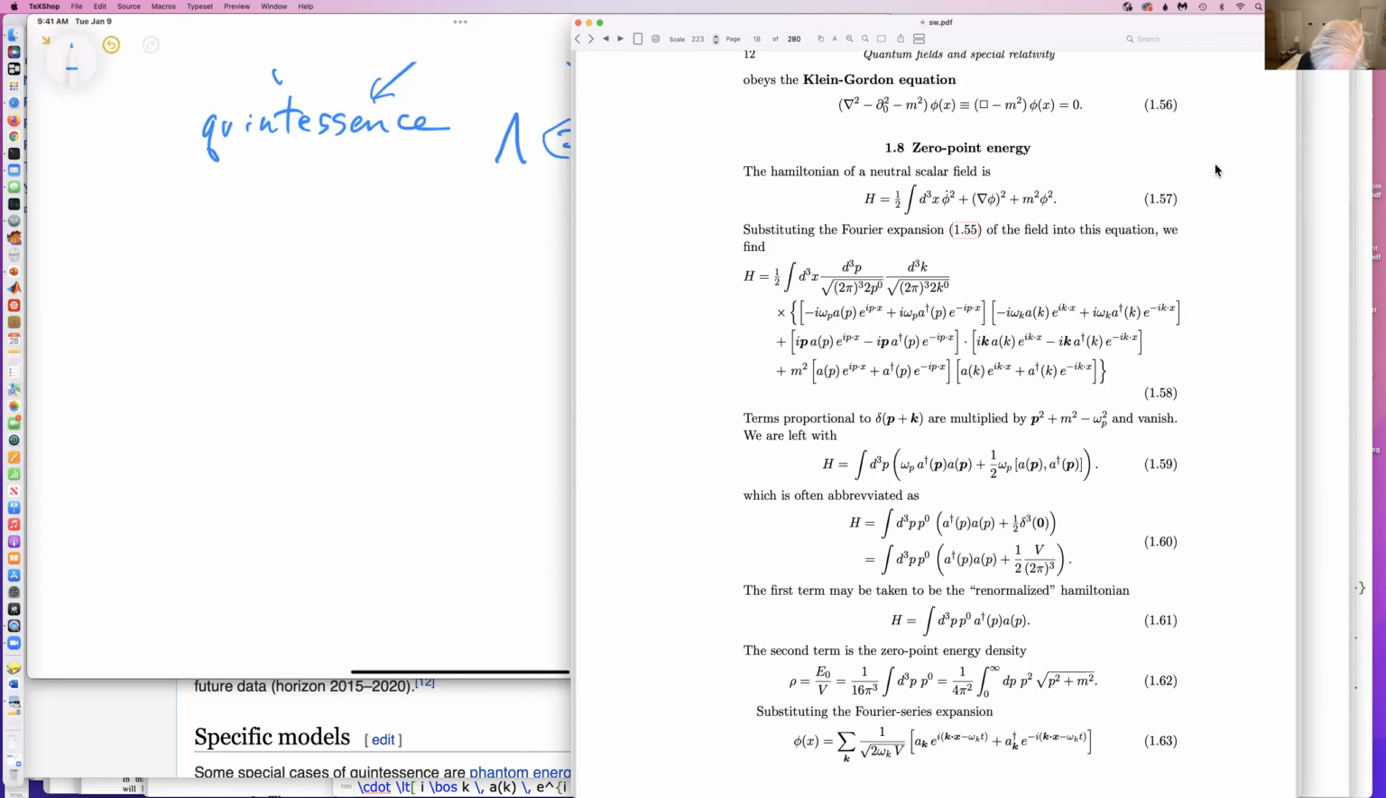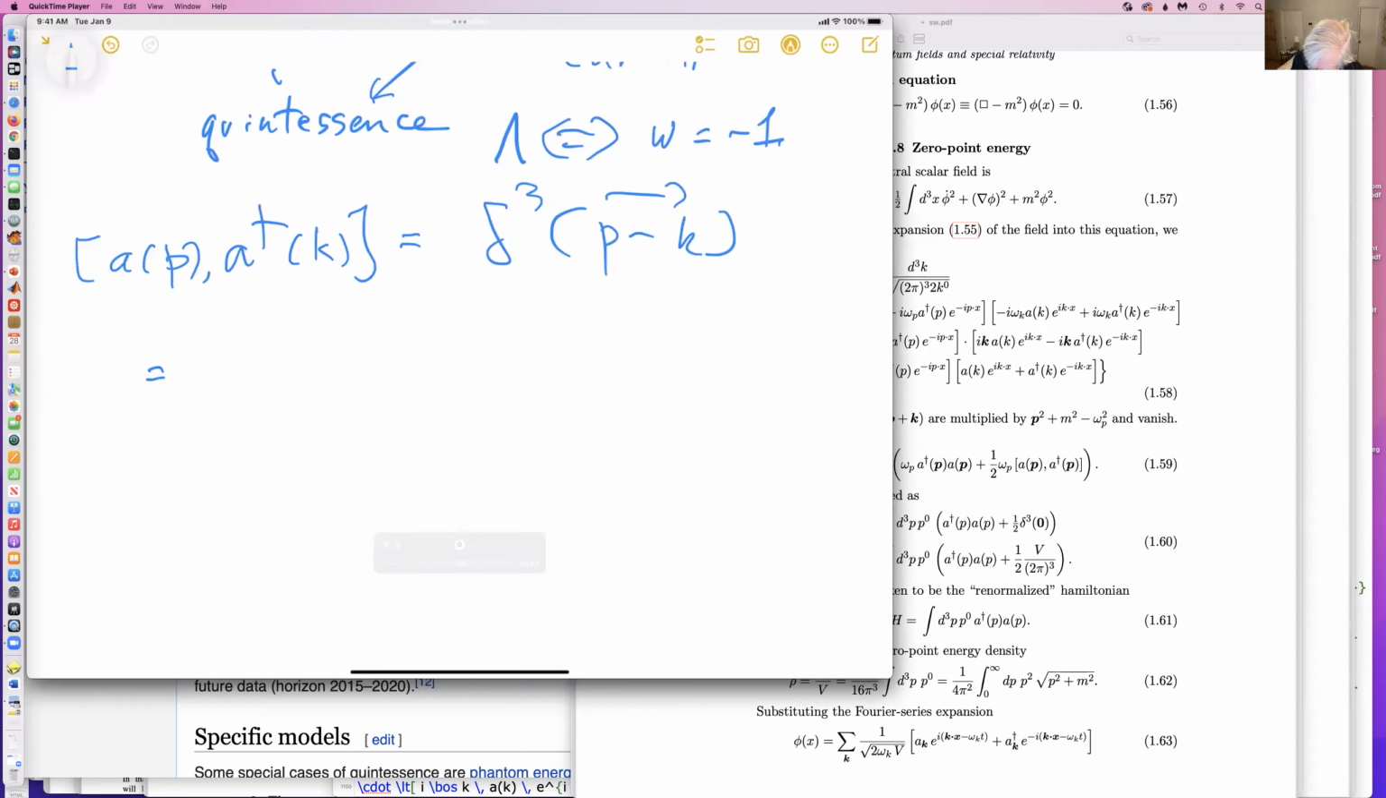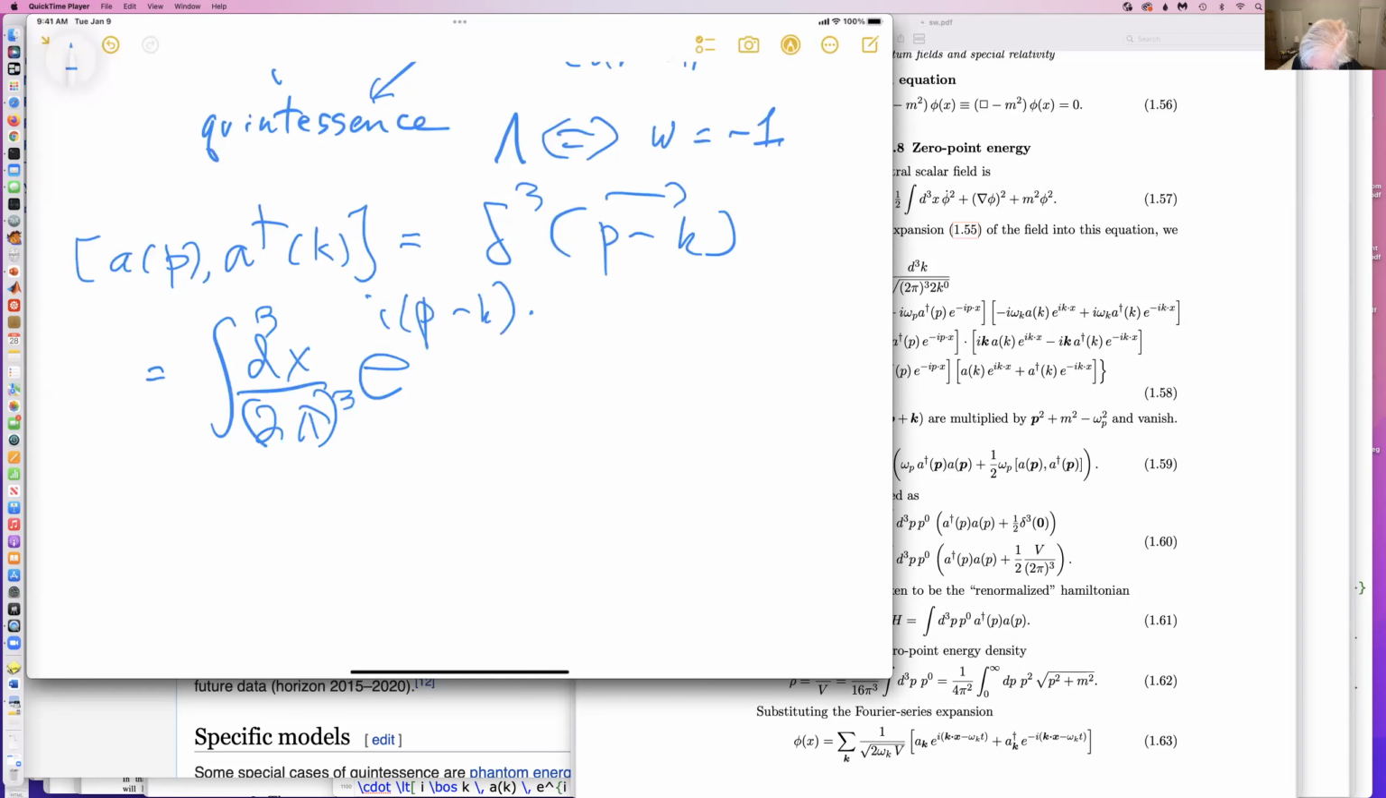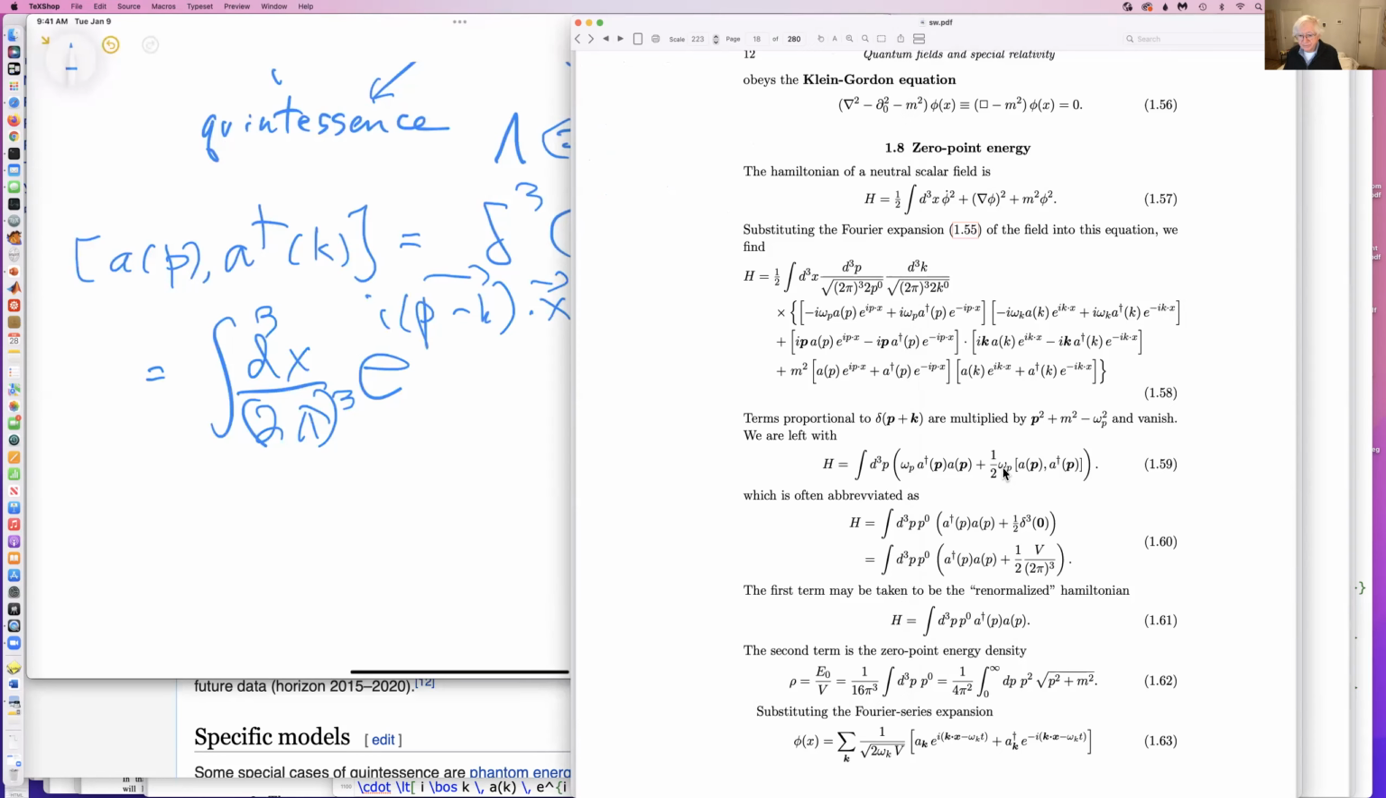Yeah, okay, so the idea here is that a(p) with a dagger of, let us say, k, is delta cubed of p minus k. Now delta cubed of p minus k is an integral d cubed x over (2 pi) cubed of e to the i (p minus k) dotted into x. These are just three-vectors. But now, when we evaluate this, we wind up with a(p) with a dagger(p). So this is a(p), a dagger(p).